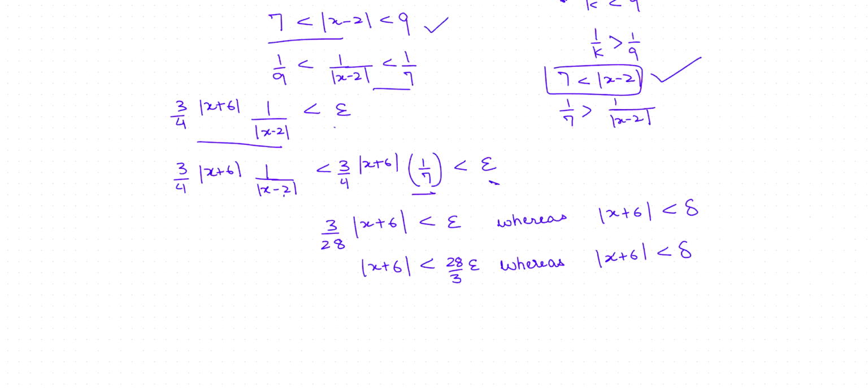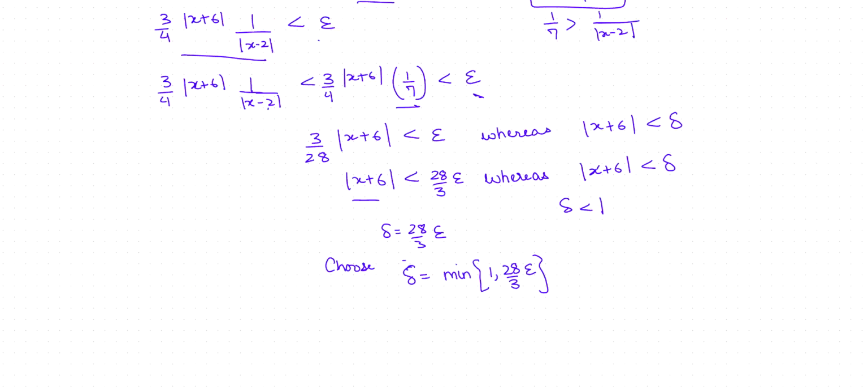So when we simplify here, we find that x plus 6 is less than 28 by 3 epsilon, whereas x plus 6 is less than delta also. So we can say that delta is equal to 28 by 3 epsilon. But we also assumed that delta is less than 1. So as we chose delta less than 1, and we also got delta equal to 28 by 3 epsilon, we will choose delta as the minimum of both of these values.